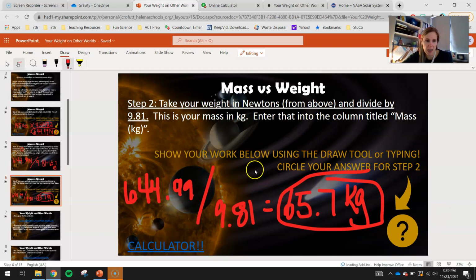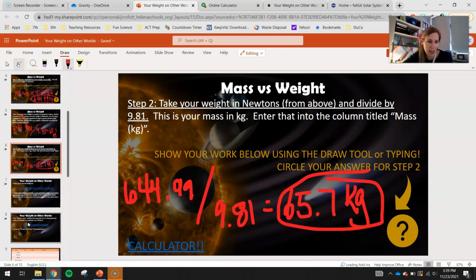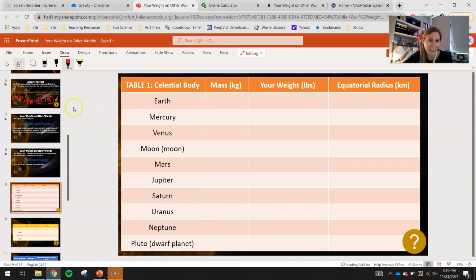So let's talk about the first spot I need you to put this information. I'm going to have you skip down to slide 9. Notice in slide 9 that the first column is mass in kilograms. On Earth, I have a mass of 65.7 kilograms. If I go to Mercury, remember that mass is how much stuff makes up my body. I haven't changed that. I haven't lost an arm or magically lost a lot of mass out of my body. So if I go to Mercury, I still have a mass of 65.7 kilograms.